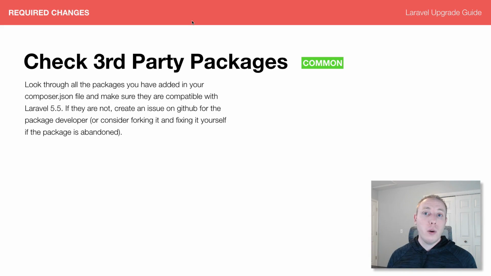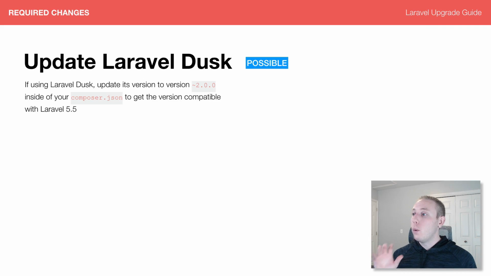If they are not, you can go ahead and add an issue for the developer so that they're aware of it. You could help them yourself, submit a pull request to fix it, or you could fork it, whatever's needed. You guys could actually contribute. It's a good opportunity to contribute to the open source community and get these packages updated to 5.5 as quickly as possible. Now, once you know that all your third-party packages are compatible with 5.5, then you can move on.